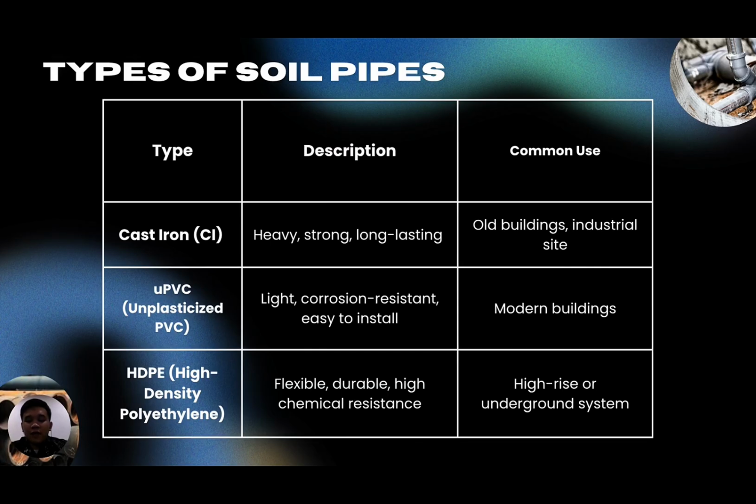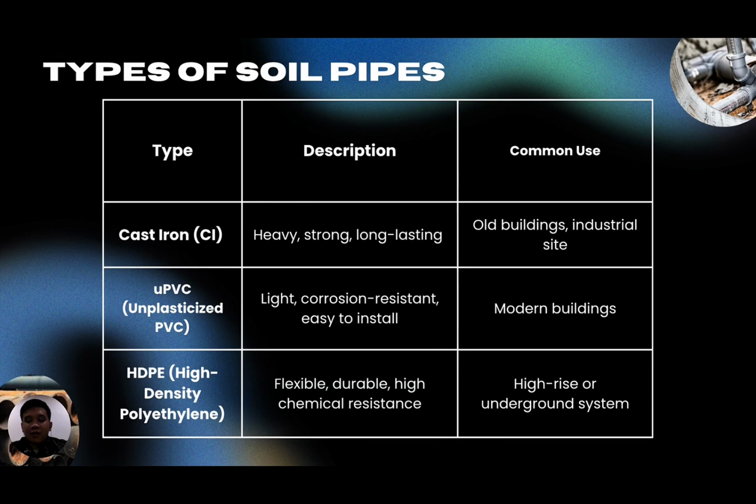Next, we have the UPVC pipe, or otherwise known as unplasticized PVC pipe. This type of pipe is usually light, corrosion resistant, and very easy to install. This is a standard material for modern buildings today due to its efficiency and cost effectiveness.